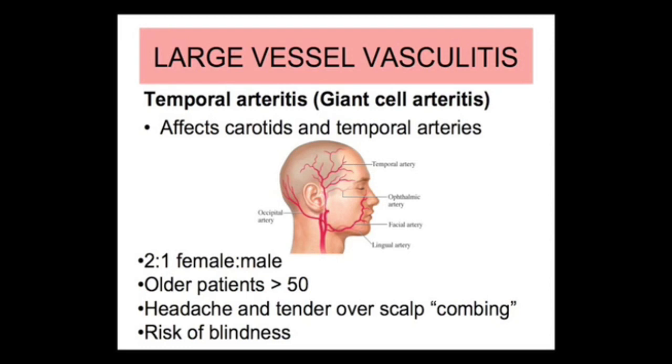Now, because the branches of the internal carotid supply a huge number of parts which are very important in the face, including the eyes, one of the biggest risks of temporal arthritis is that of blindness. So if a patient comes in with a headache and then has a transient loss of vision in one eye, your alarm bells need to start ringing, and the patient will need to be commenced on IV steroids. So that's temporal arthritis.